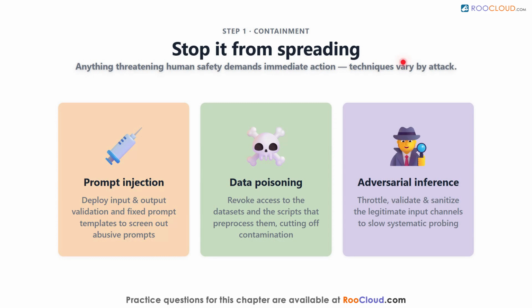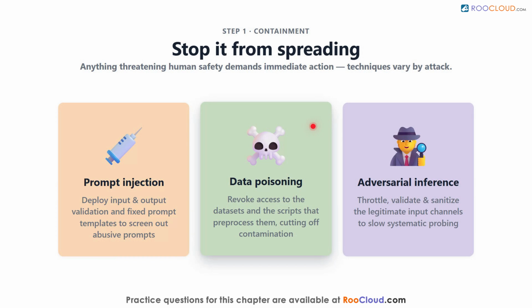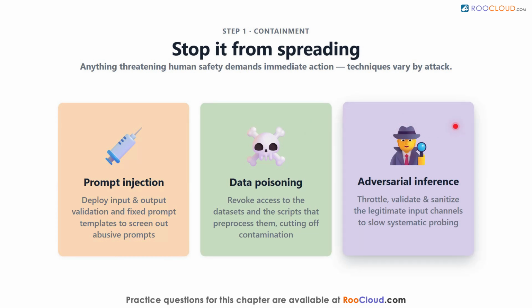Isolating or disabling a piece of AI functionality can be surprisingly hard given the tangled nature of these systems, but the techniques vary by attack. For prompt injection, you deploy input and output validation and fixed prompt templates to screen out abusive prompts and shield the model. For data poisoning, you revoke access to the datasets and to the scripts that pre-process them, cutting off further contamination. And for adversarial inference, since the attacker uses legitimate input channels, you throttle, validate, and sanitize those inputs to slow systematic probing.